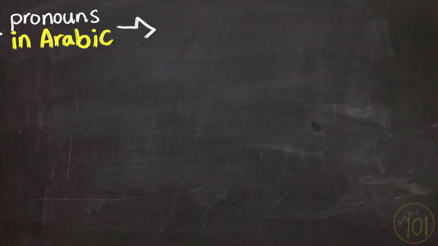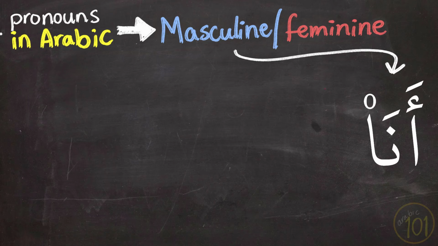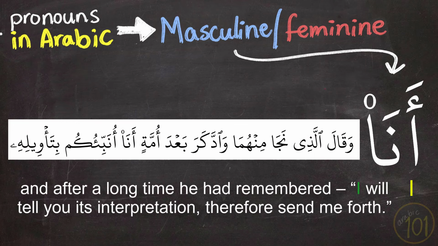Next is a pronoun that could be used with masculine and feminine nouns, which is ana, which means I. We see it used in this example. وَقَالَ الَّذِي نَجَا مِنْهُمَا وَادَّكَرَ بَعْدَ أُمَّةٍ أَنَا أُنَبِّئُكُمْ بِتَأْوِيلِهِ. So you could say أنا whether you are a male or a female.